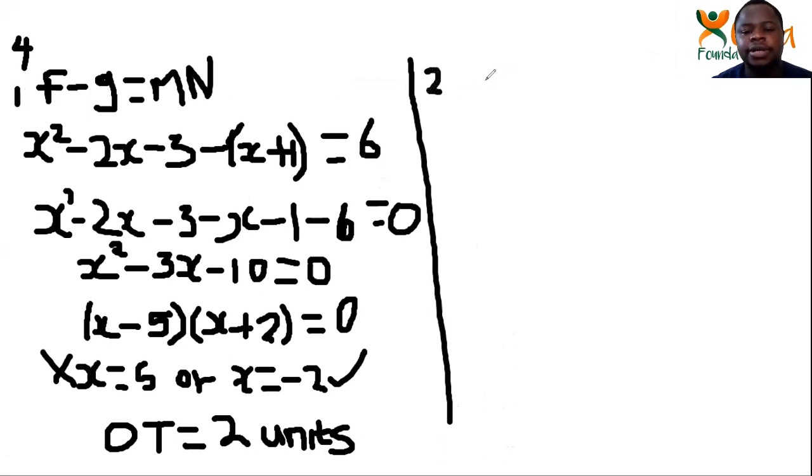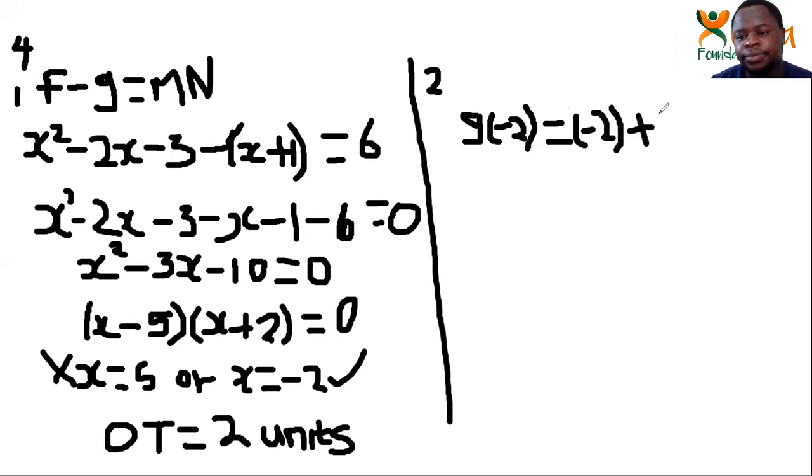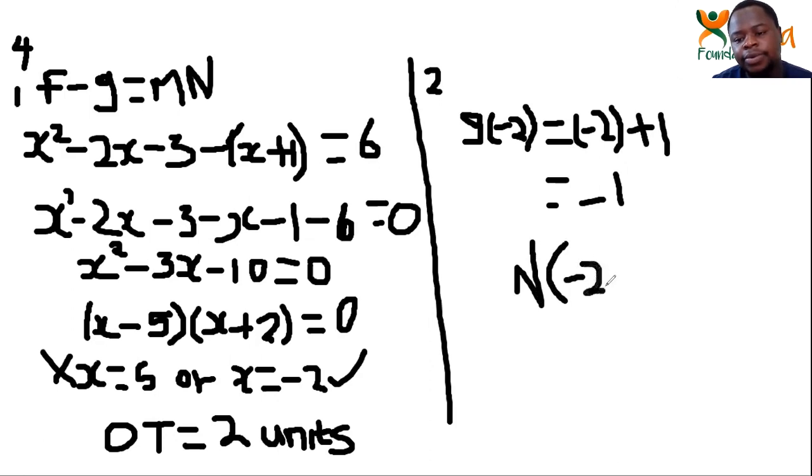Okay, your x is equal to negative 2, so you just say g of negative 2 is equal to, you know that g(x) was given by x plus 1, so it will be negative 2 plus 1, which is equal to negative 1. So now the coordinates of N will be (negative 2, negative 1). Okay, then you're good to go.